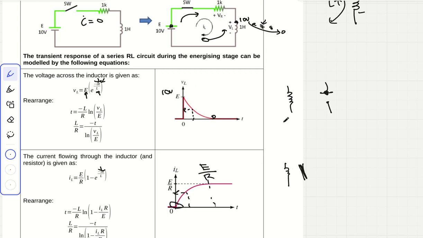This is when time equals 0, it's open circuit. When time goes to infinity, steady state, it's a short circuit. It's just like a wire, and therefore the current is just E over R.